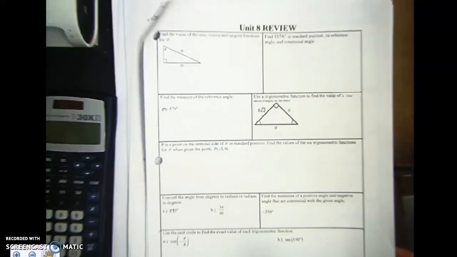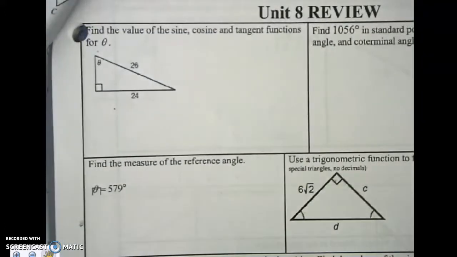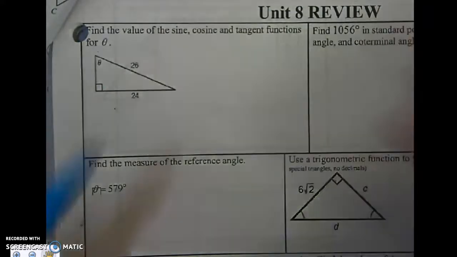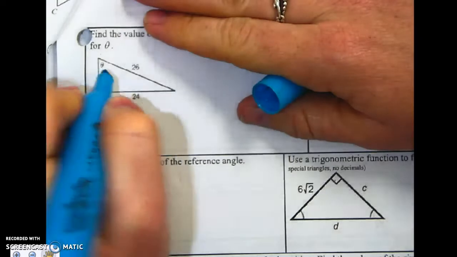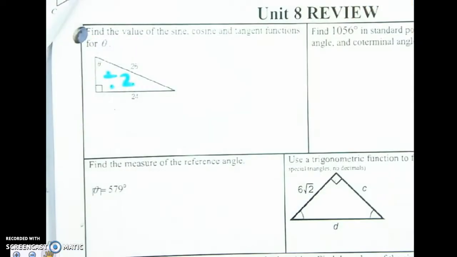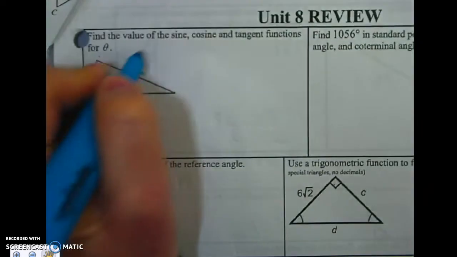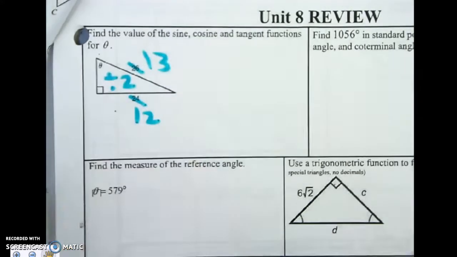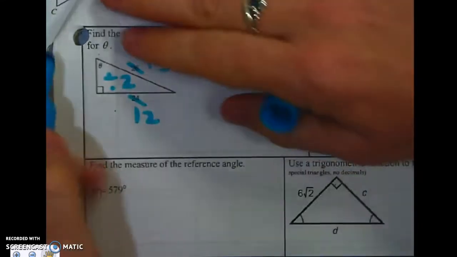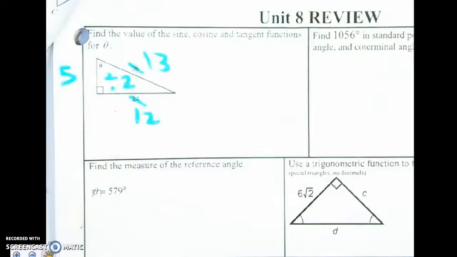Okay, so let's zoom this in a little bit and get started. So when I see 26 and 24, honestly, that seems really big. So I'm going to divide by 2, something you don't have to do, but I think it's easier. And then that's 13, and that's 12. Well, that reminds me of a 5, 12, 13. So that means I'm going to put a 5 right here.